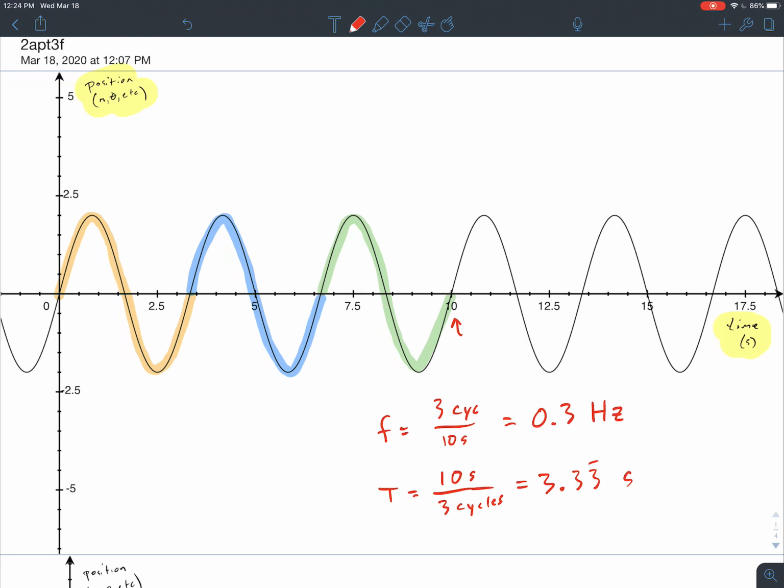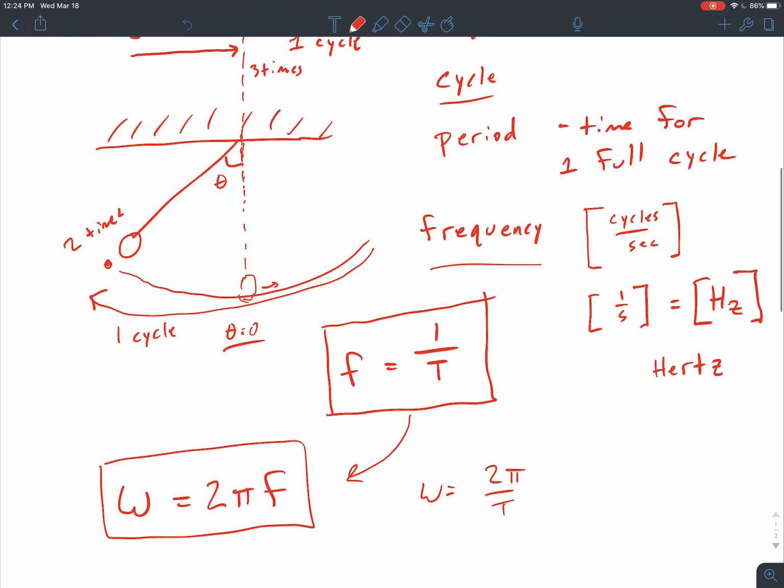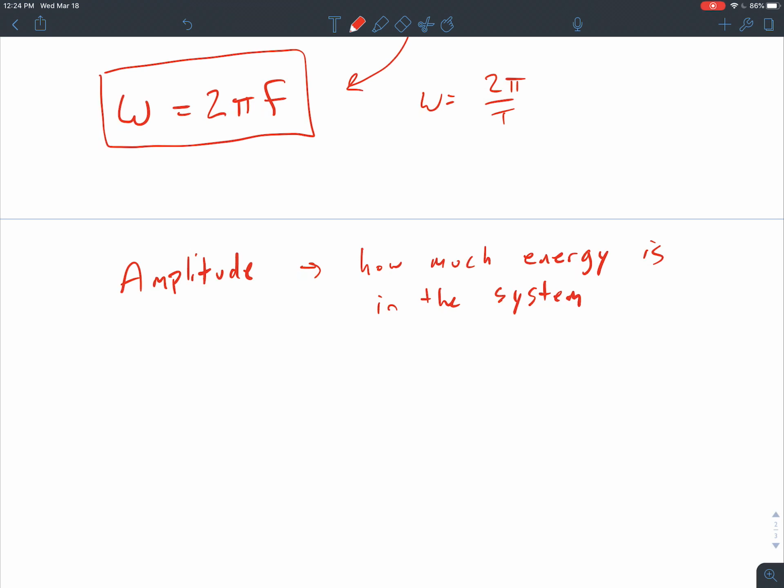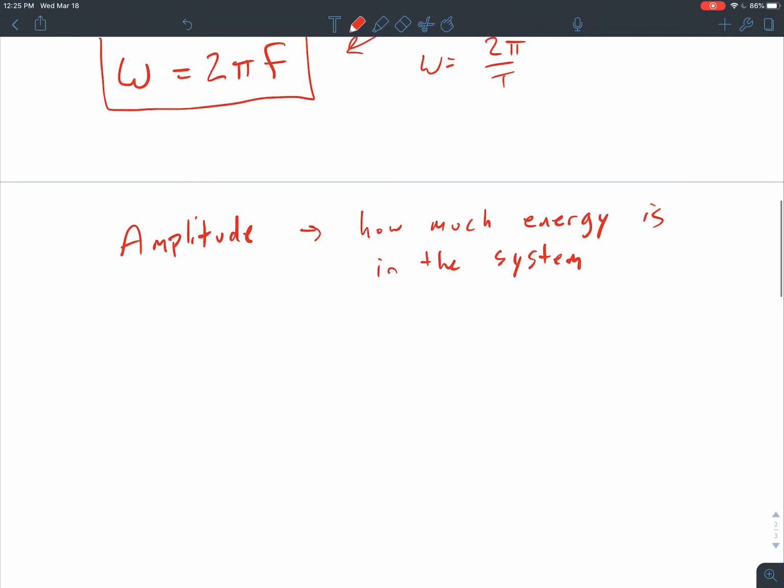One other thing I forgot to mention is the amplitude. Alright, we'll come back to this in a sec. So amplitude, we say it's how much energy is in the system. So it just makes sense.